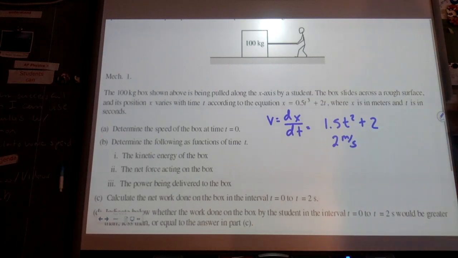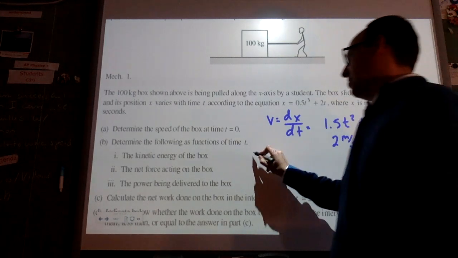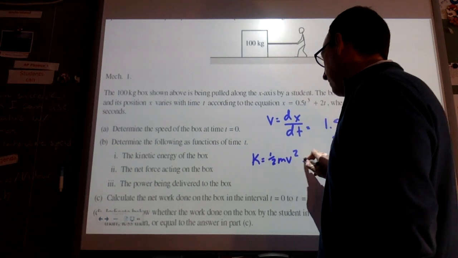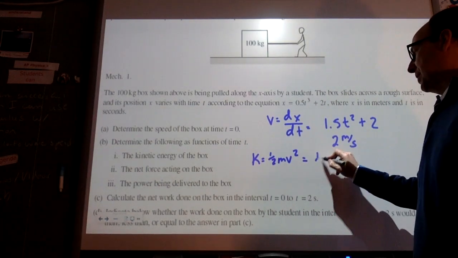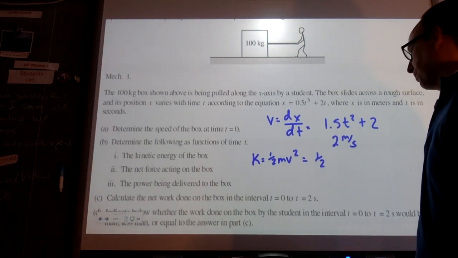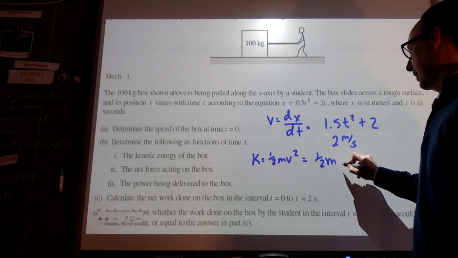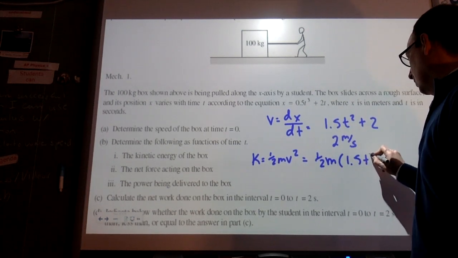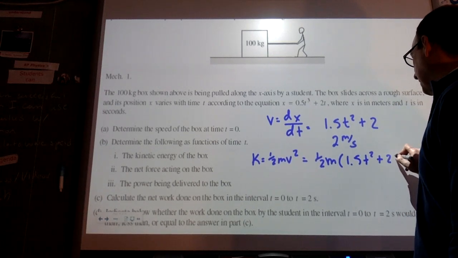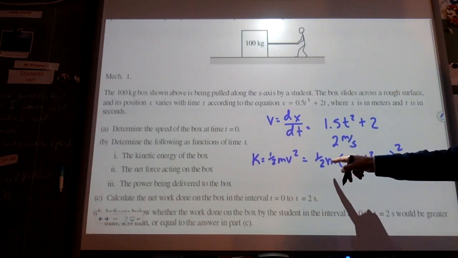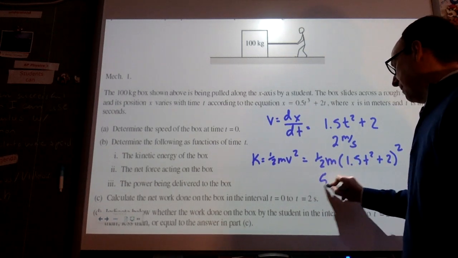If I want to get the kinetic energy, it is going to be equal to 1/2 mv squared. So this is going to be equal to 1/2 m times 1.5 t squared plus 2, squared. I can put in the m, so I get 50.